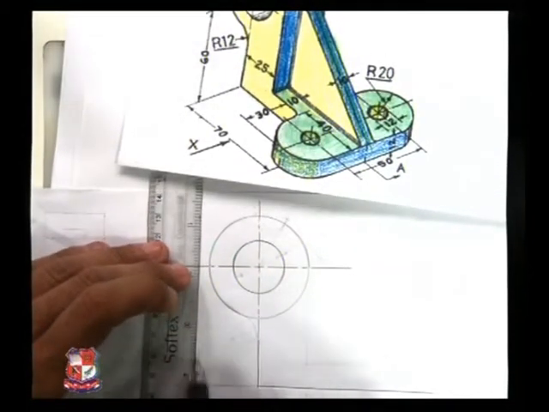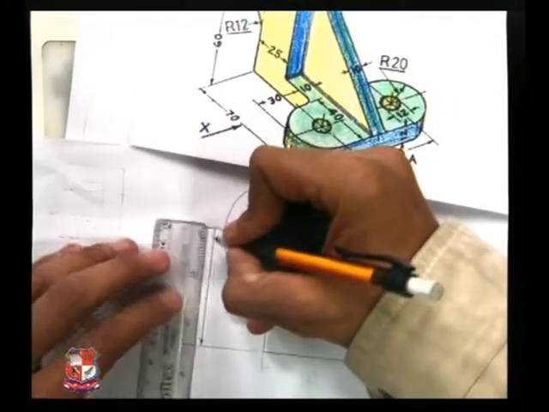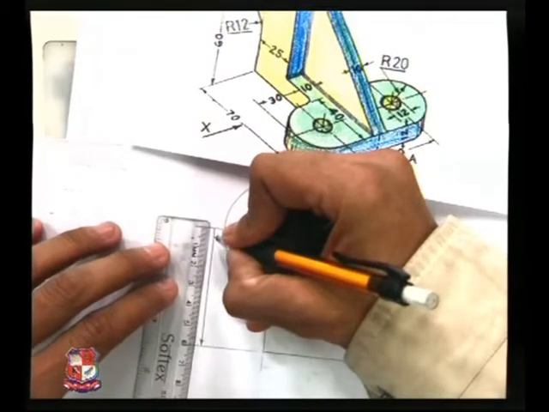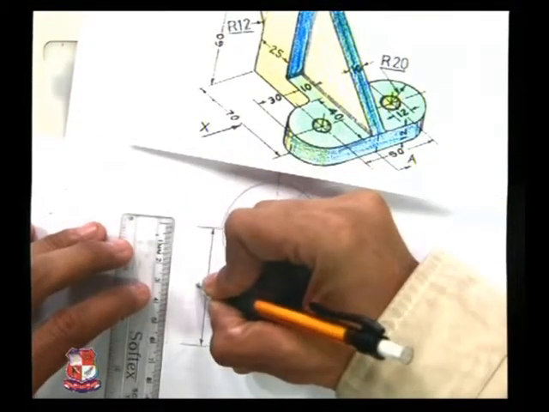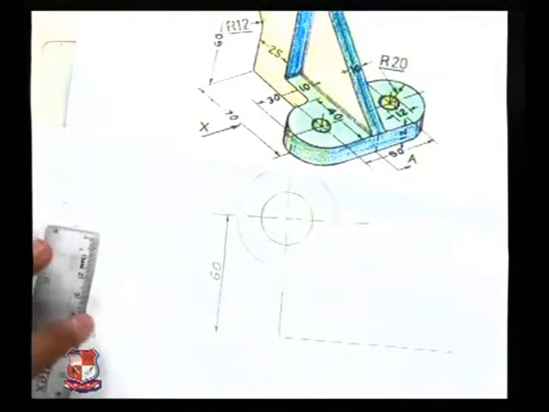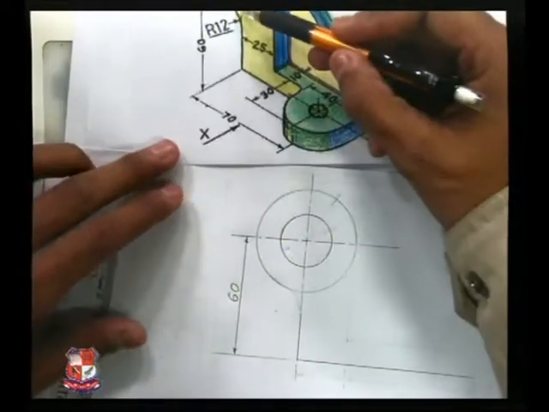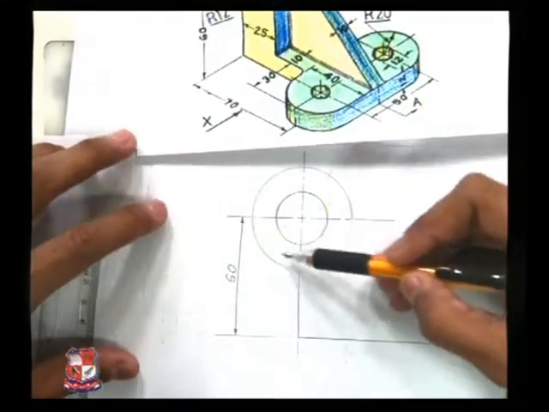This distance is given. We can measure this distance. See here, it's 60 millimeter. 60 millimeter is the given dimension. You write here 60. So we have drawn this line from here to here and here, this one.